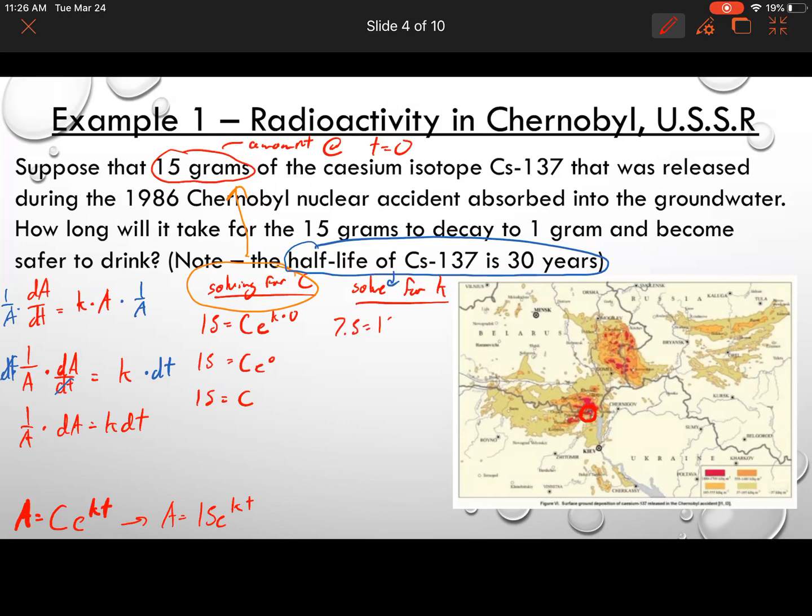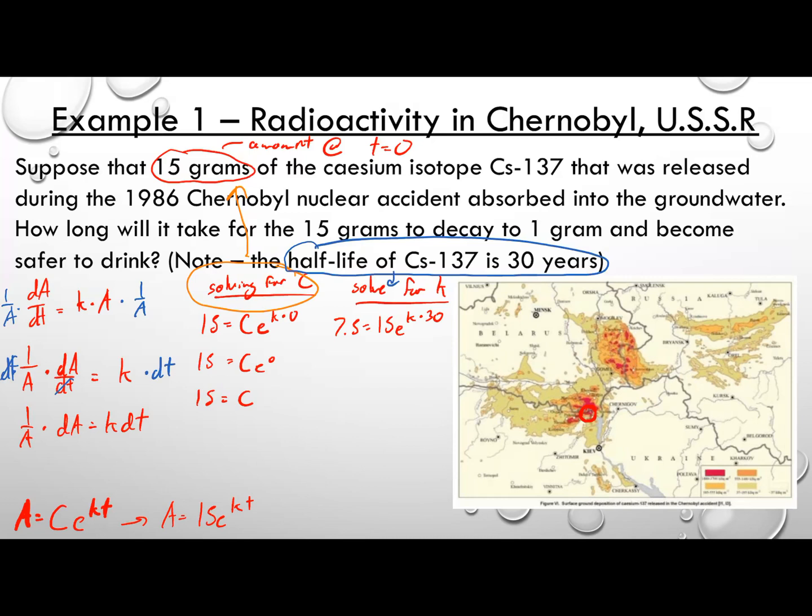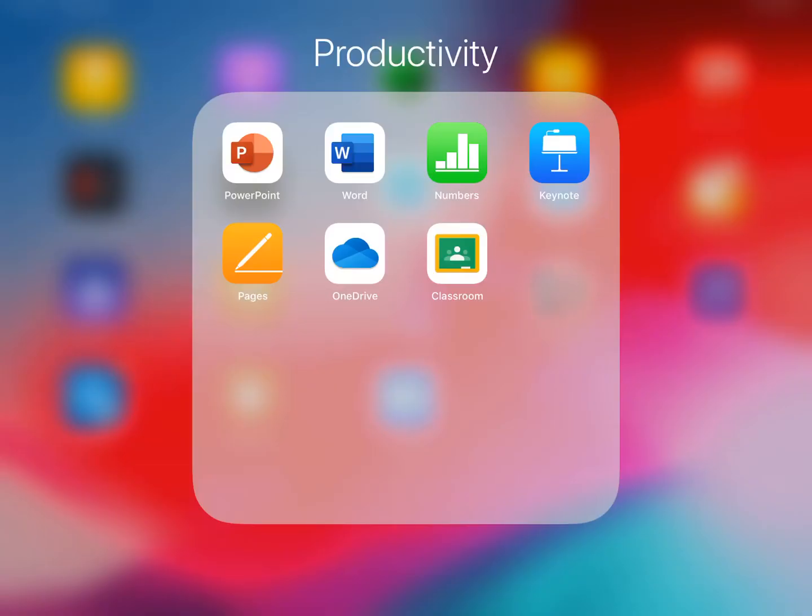So 7.5 is equal to 15 e to the power of k times 30, because after 30 years, we would have half as much. I'm going to divide both sides by 15. So 1/2 is equal to e to the 30k power. If you recall yesterday, to get rid of e, we're going to do ln of both sides, or the natural log of both sides.